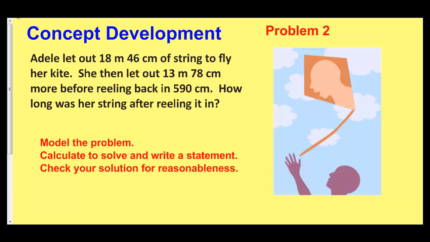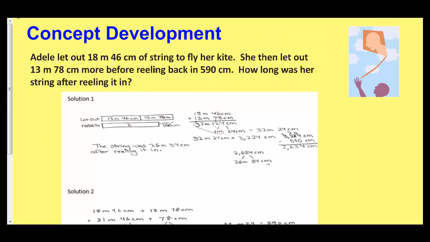Then she let out 13 meters, 78 centimeters more. Then she reeled it back in 590 centimeters. Think about how you can model that problem. Once you model it and you feel confident in your number sentence, go ahead and solve it and then check back for the solution. If you get stuck, you could always check back and I'll get you started.